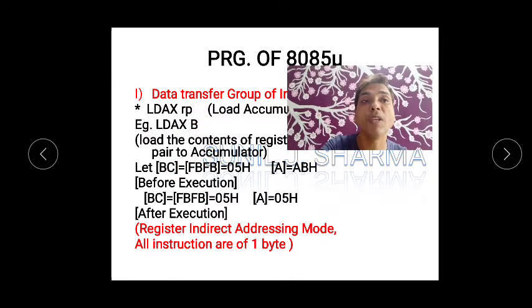So B is given, that means it will be paired with C. So this will be BC. Now what do you mean by FB? FB is an address, and at that address we have the value 05. So this 05 will be moved to the accumulator.